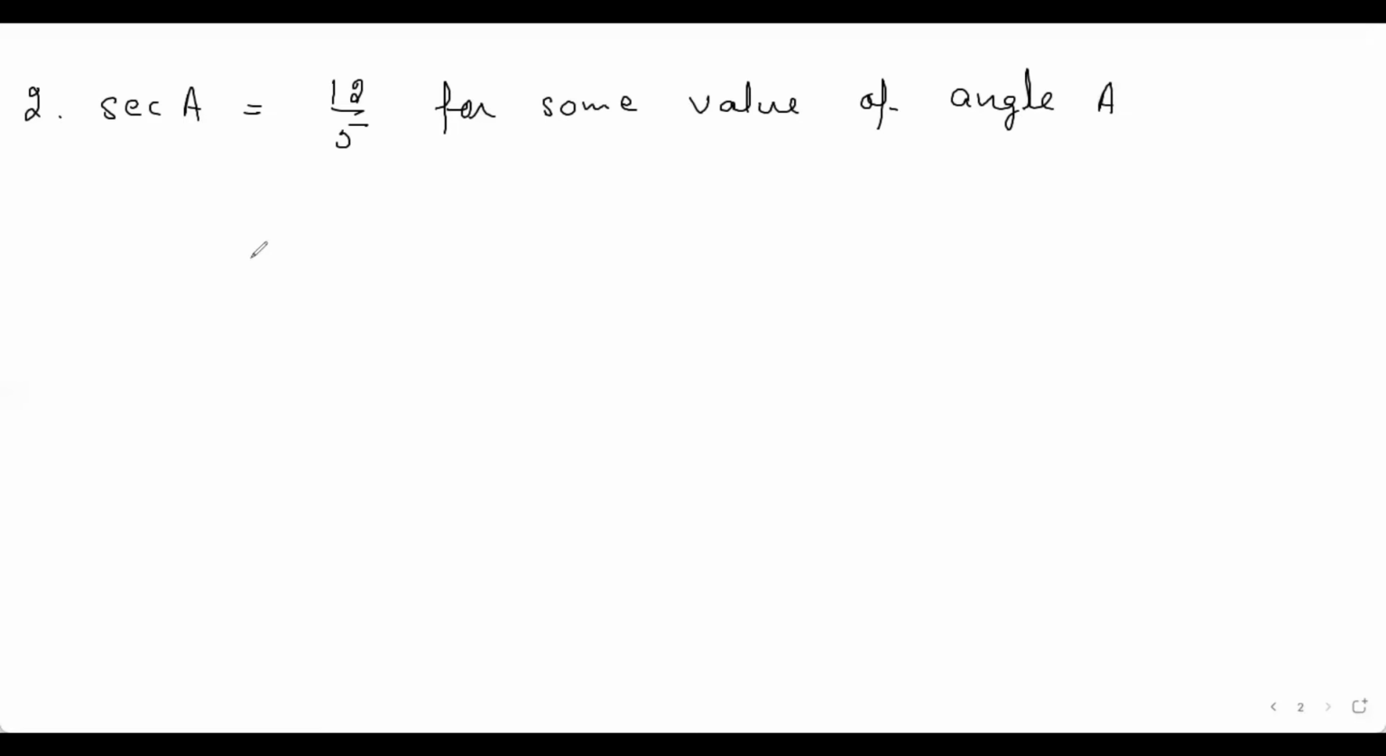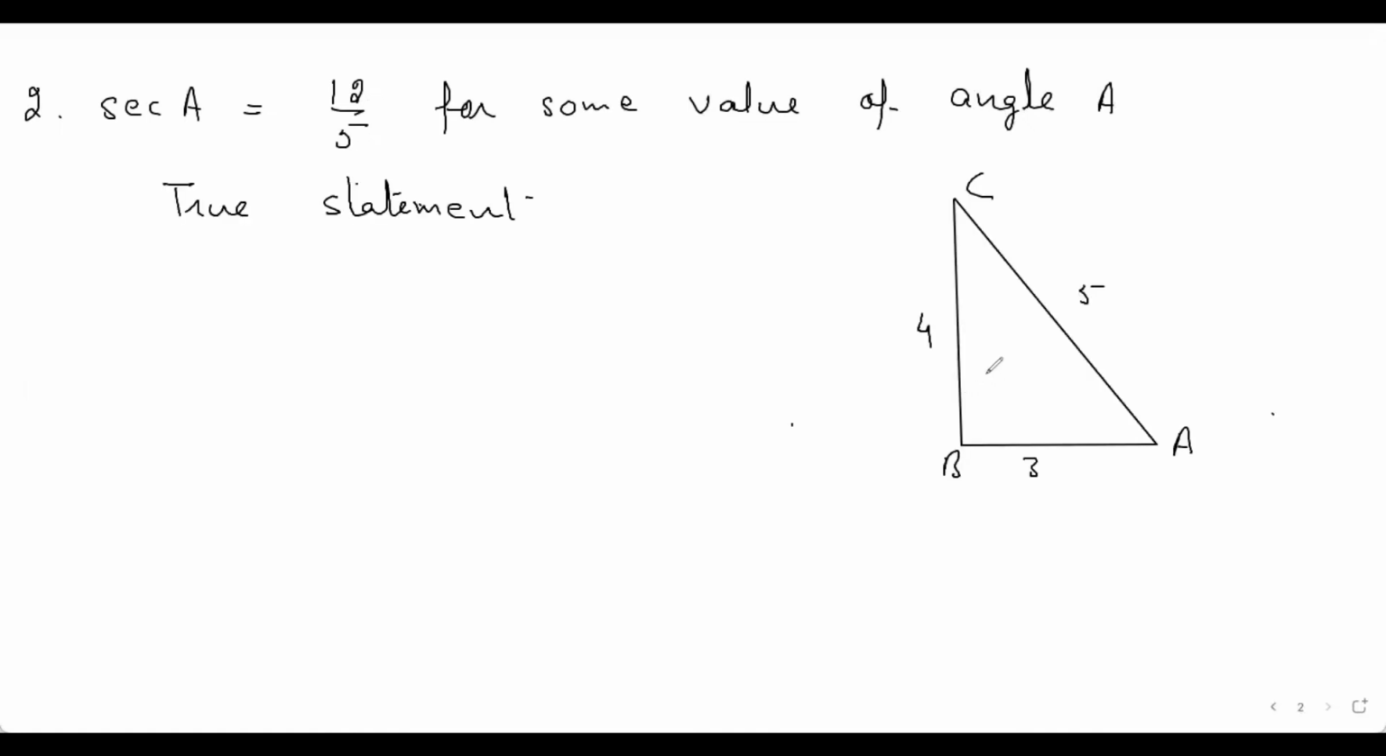Now the second question is, sec A is 12 by 5 for some value of angle A. This is a true statement. Sec A can take the value 12 by 5. Again, I am taking this example and talking about this angle. This is base, this is perpendicular, and this is hypotenuse. Now sec A is hypotenuse upon base, the reciprocal of cos A. Hypotenuse here is 5 and base here is 3.